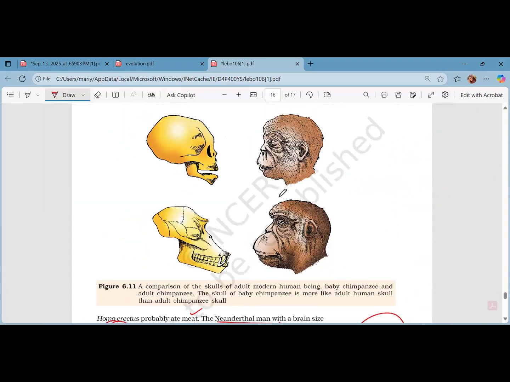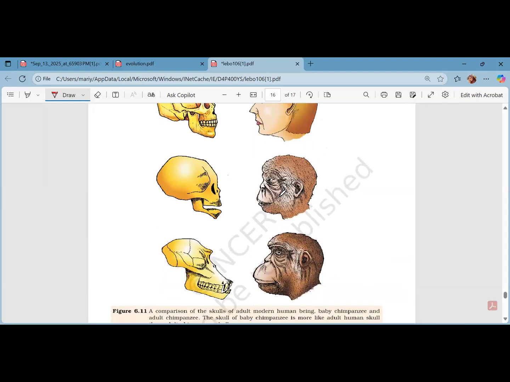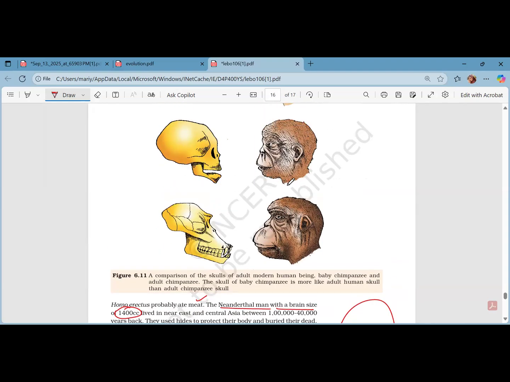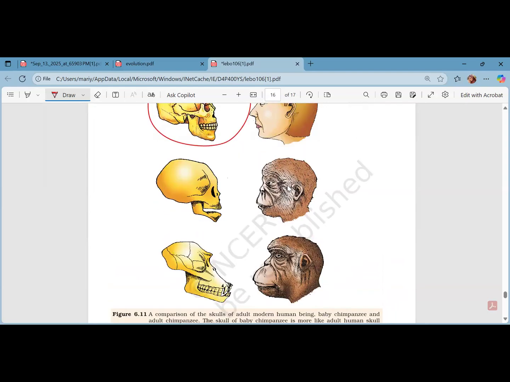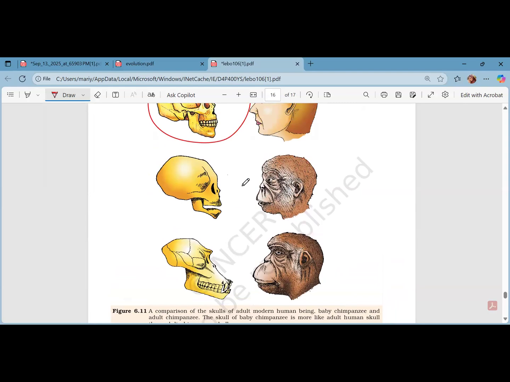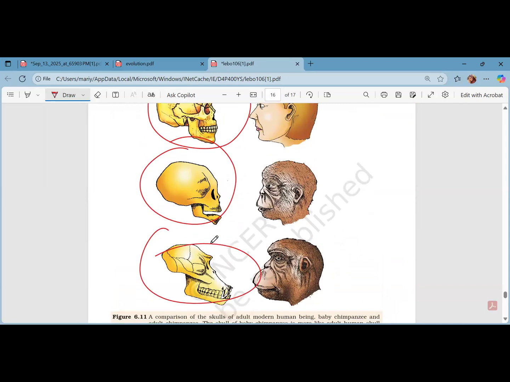Now you see the comparison of the skulls of different human-like organisms. For example, the skull of a modern human, this is Homo sapiens, right? Then we have the skull of a baby chimpanzee and the adult, which is very much like the adult human skull. Not exactly, but very much alike. This much is clear, students? Yes. Any doubts? No.